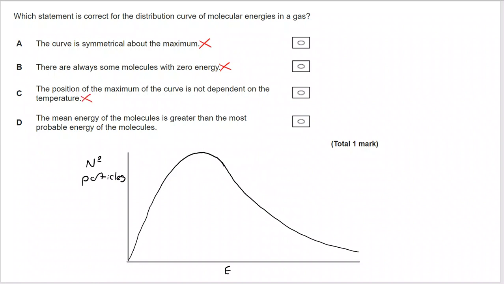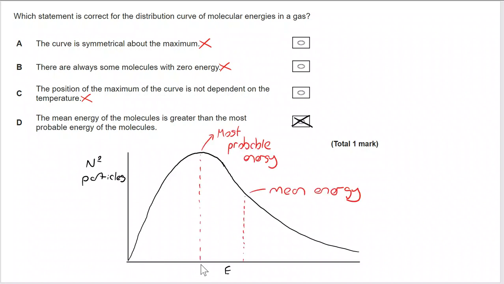And that leaves us with part D. And for this, we're looking at the mean energy and the most probable energy. And this one is true. The most probable energy is at the peak of the curve. That's the modal energy, if you like. The mean energy is always higher than that.